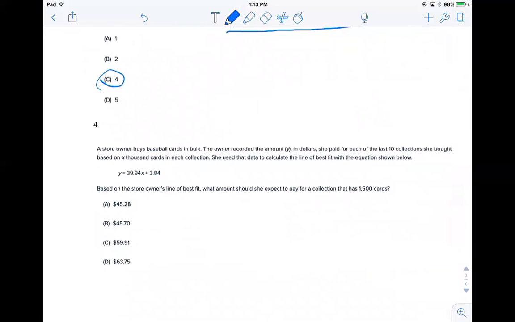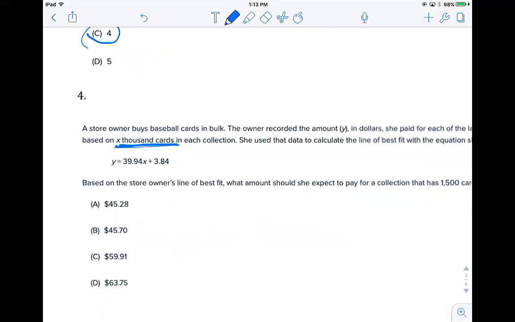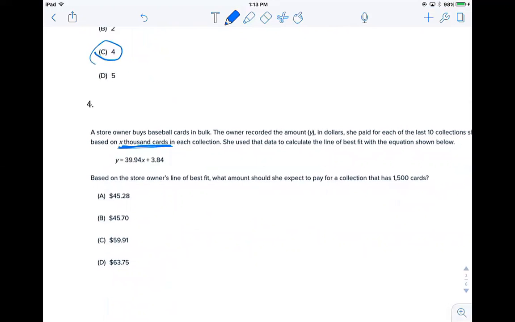Number 4, store owner buys baseball cards in bulk. The owner recorded the amount Y in dollars she paid for each of the last 10 collections she bought based on X thousand cards in each collection. This is the key right here. X is in thousands. Based on the store owner's line of best fit, which amount should she expect to pay for a collection that has 1,500 cards?